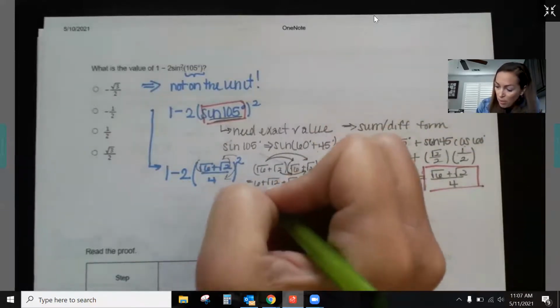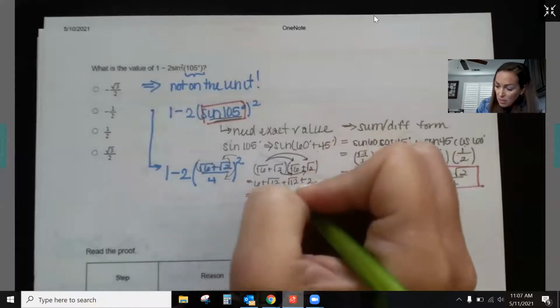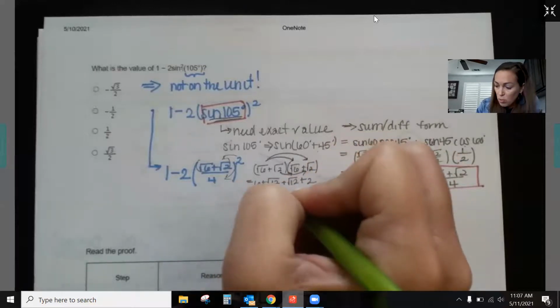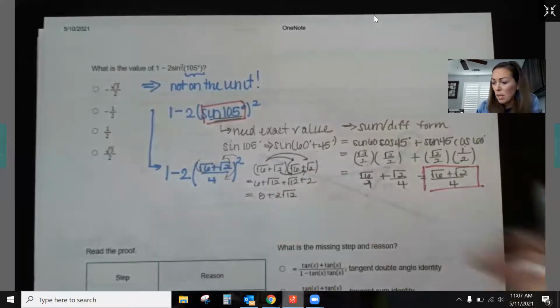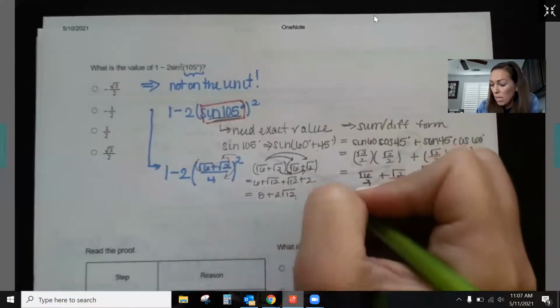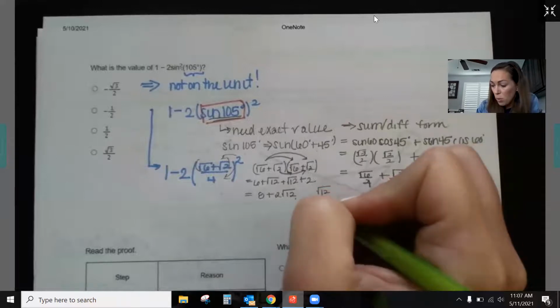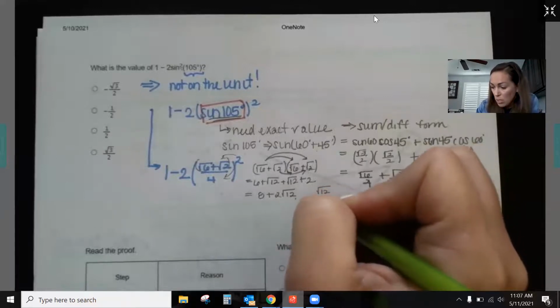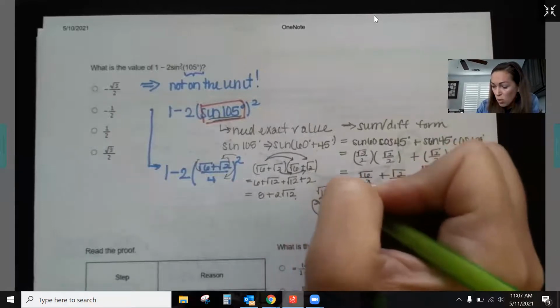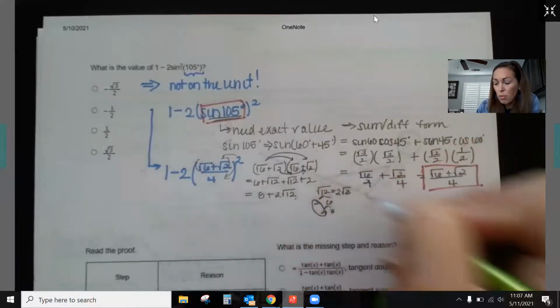So I end up with 8 plus 2 square root of 12. You guys with me on that? Square root of 12, though, can be simplified because square root of 12 is 2 times 6, which is 2 times 3. So I can pull out a 2, so it's 2 square root of 3.